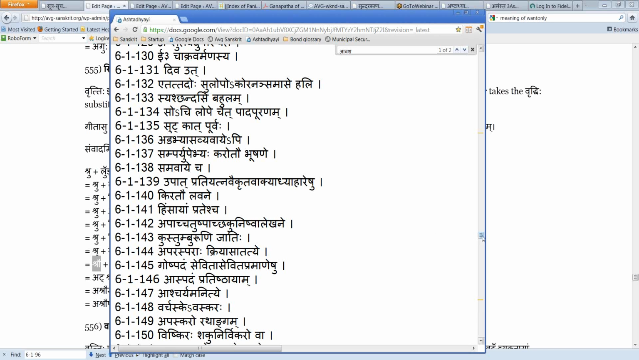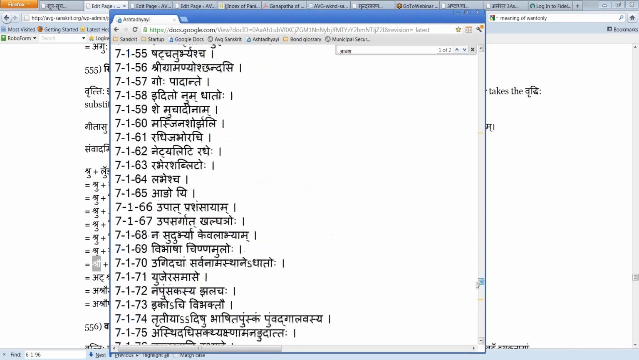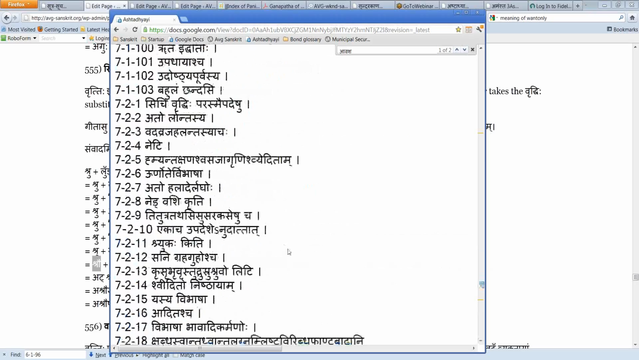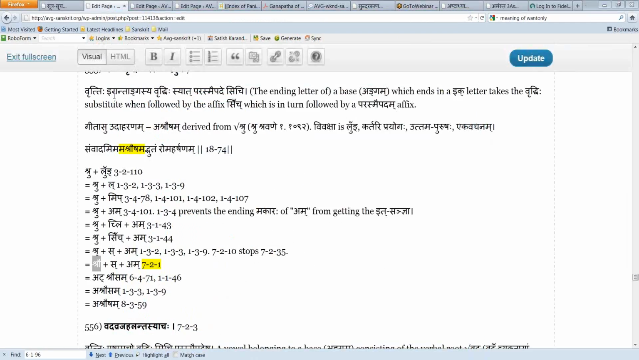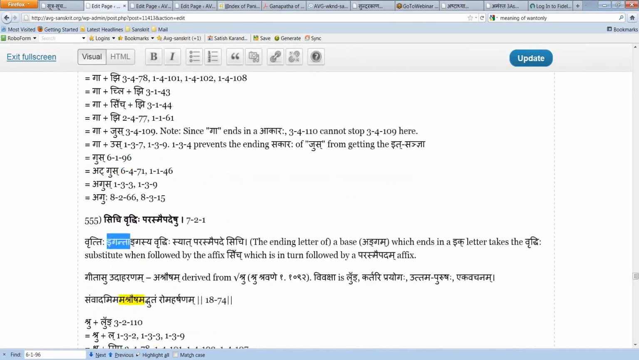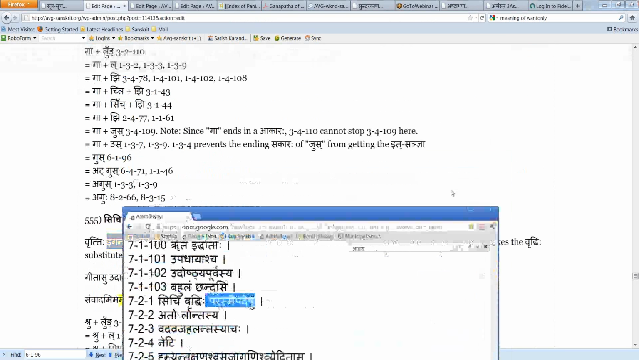Okay, so please make a note of this section from 7.2.1 to 7.2.7, this vriddhi, sichi vriddhi parasmapadeshu. Okay, what does the sutram say? It says igantangasya. Okay, how do we get the igantangam? This is by the paribhasha of iko guna vriddhi.